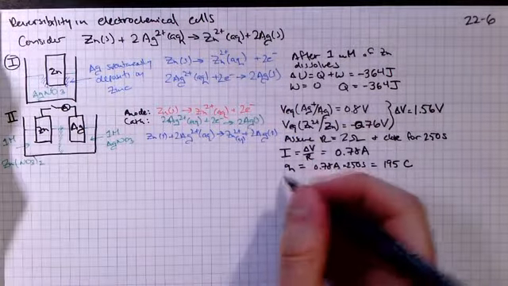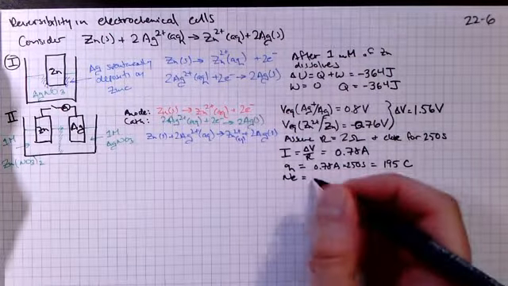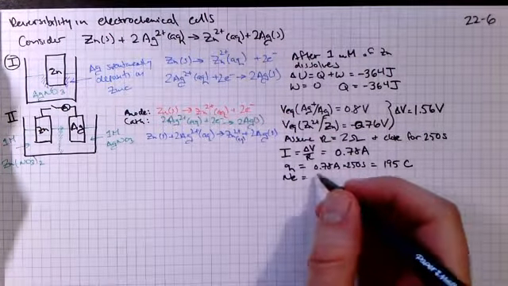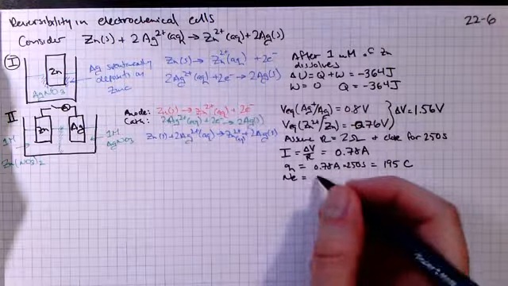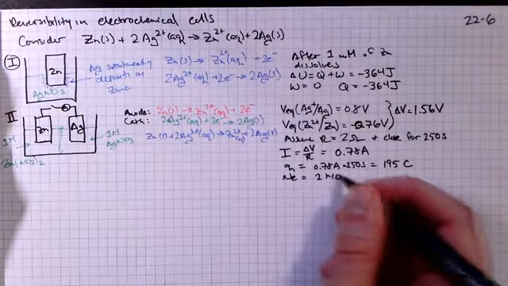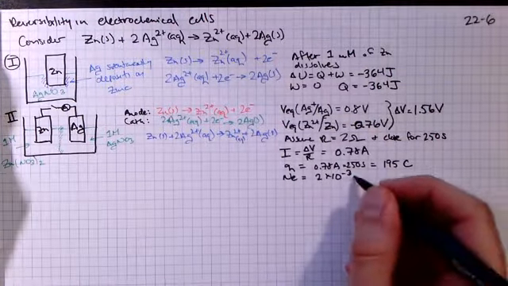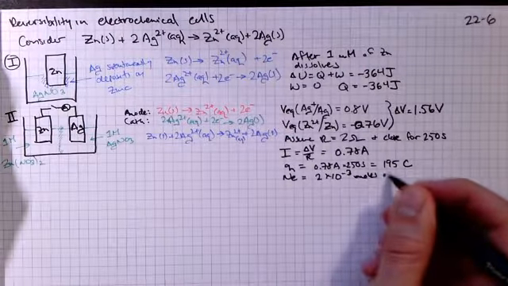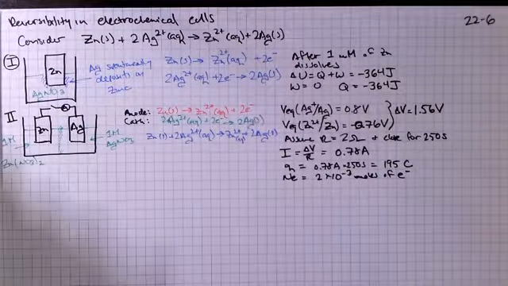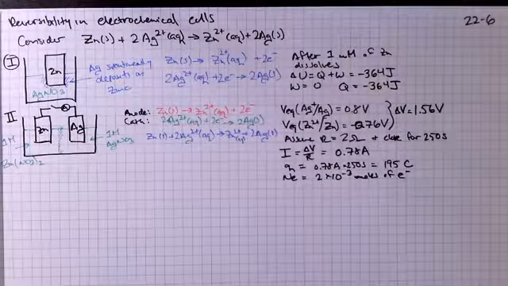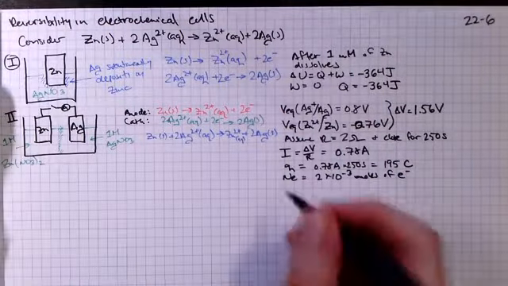So the number of electrons transferred would just be that divided by the coulomb per electron, which we get something like 2 times 10 to the minus 3 moles of electrons. Okay. So how much useful work is done in this case?